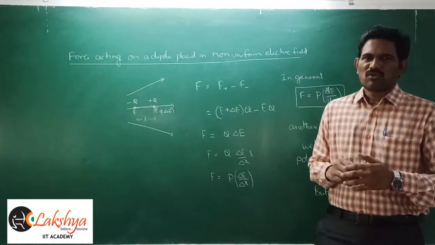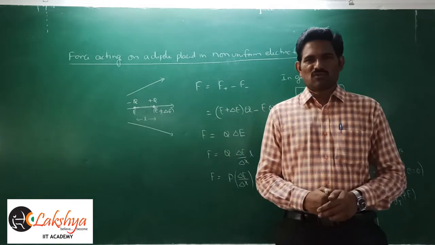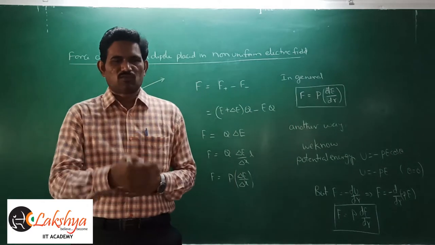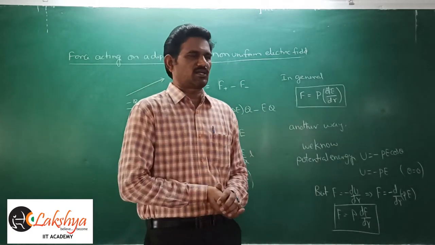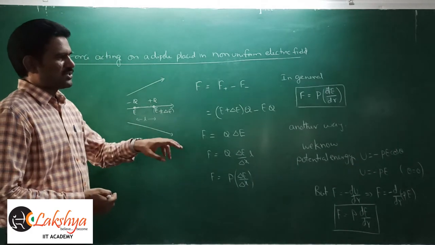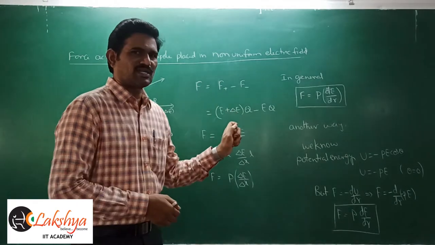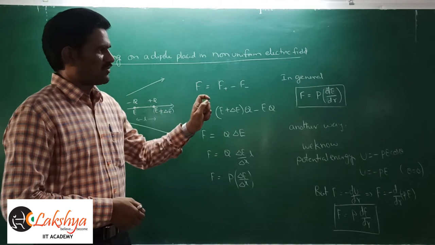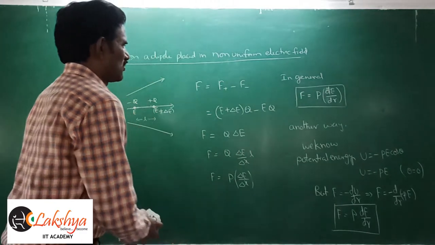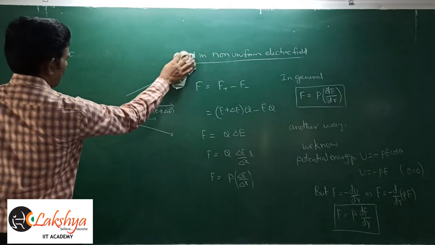So we will discuss some problems now. The force acting on the dipole may be zero even when it is placed in a non-uniform electric field. That means it depends on the orientation of the dipole, how it is placed in the non-uniform electric field. If any force is acting, then that force in a non-uniform electric field can be calculated using this expression, right? You need to remember that p is the dipole moment of this given dipole, and dE/dr is the variation of the electric field along the direction of this dipole. Now let us see some problems based on this.